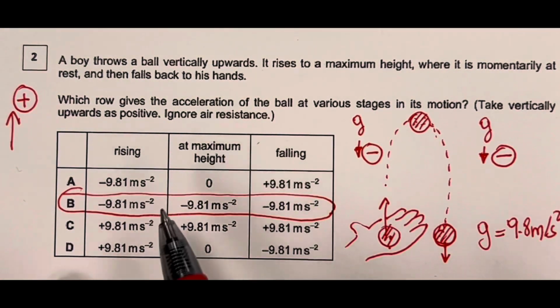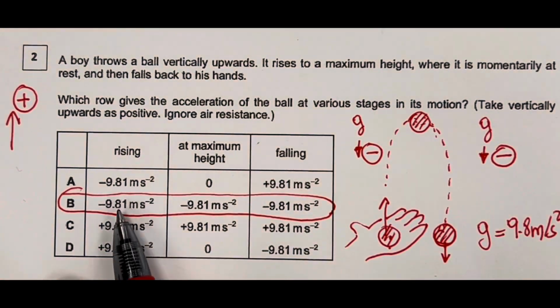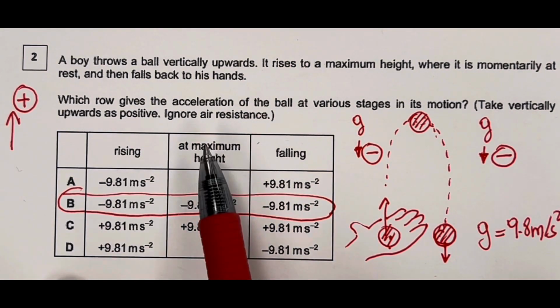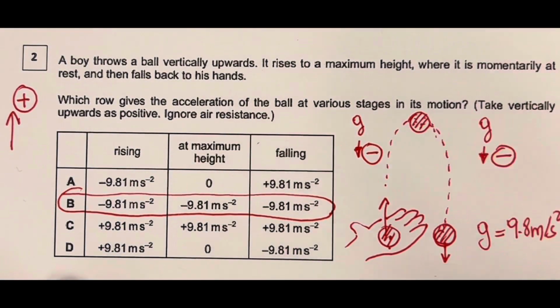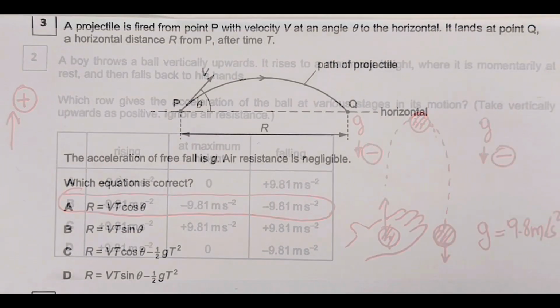that shows that at any stage of this motion, as the ball is rising, at the maximum height when it stops right here, and when it's falling, the acceleration is all negative 9.81 meters per second squared.